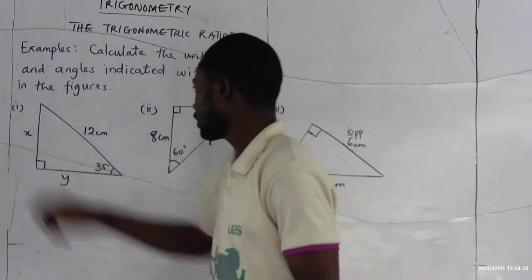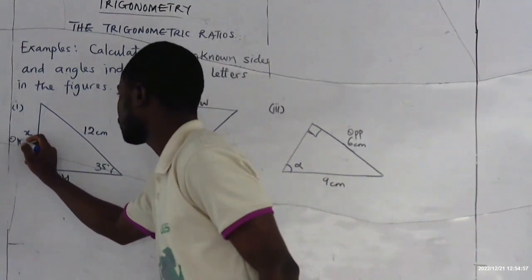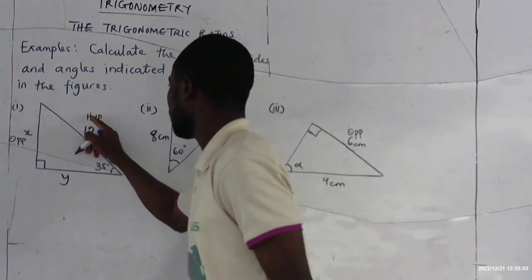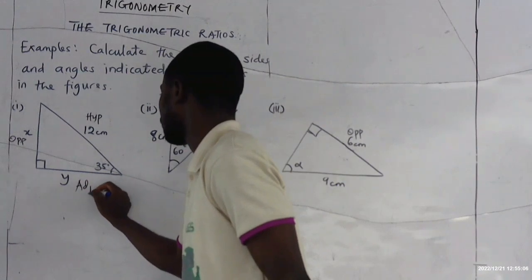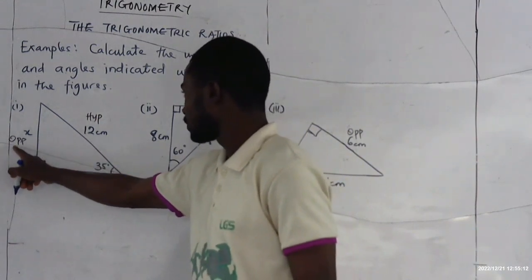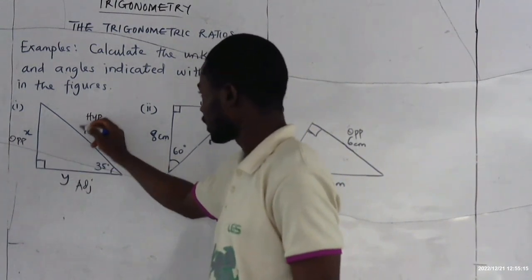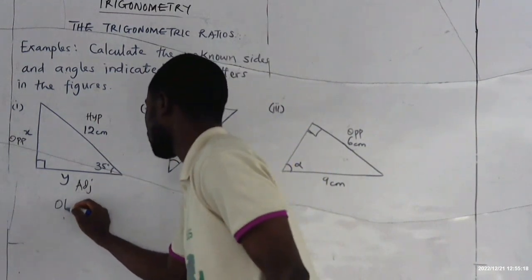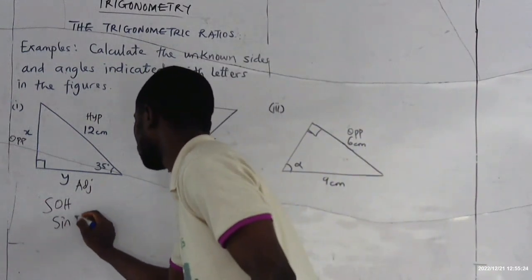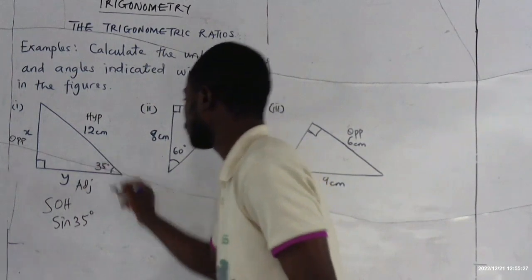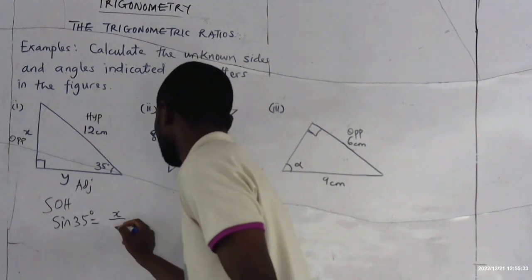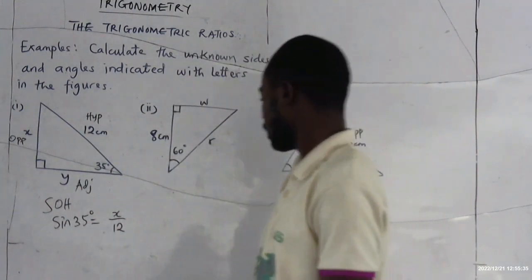So 35 degrees facing here, x, so that is the opposite. 90 degrees facing 12, that is the hypotenuse. And lastly, we have the adjacent. So y is for adjacent. If I want to calculate x, I have x on opposite and 12, a number given on hypotenuse. So I have O and H. I'll complete it with S. So I'll start with sine 35 degree, sine of the angle equals opposite x over hypotenuse 12, x over 12.